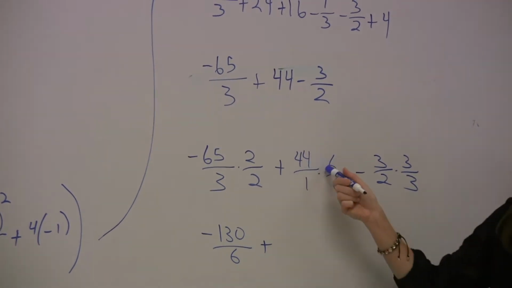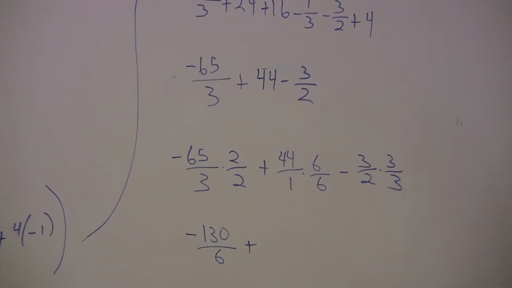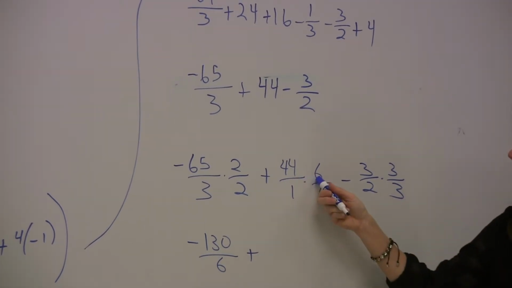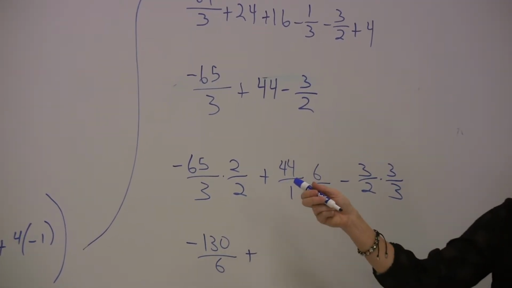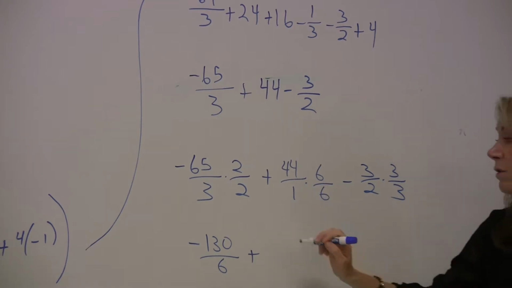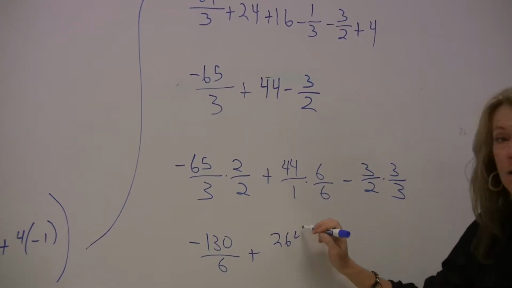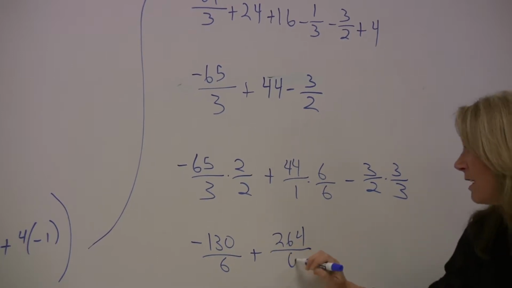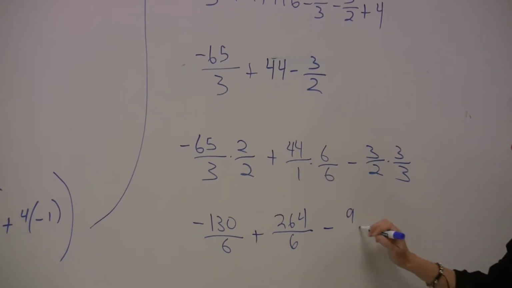Can someone multiply those for me? Can't do that one in my head. 130. 130? 240. 6 times 44. 264. 264? We agree? I heard lots of different numbers. Yeah, I see some nods. 264 over 6. 9 over 6.